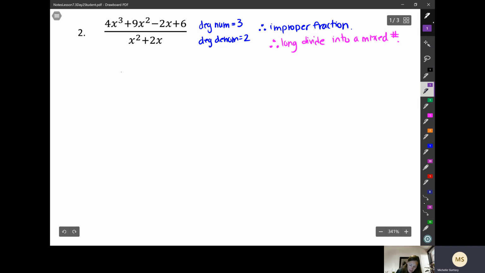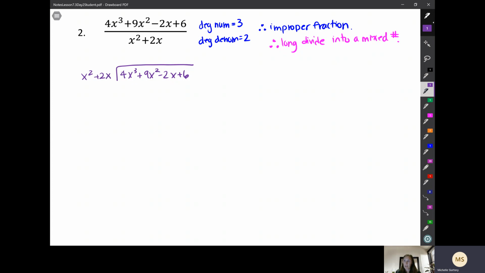So I have 4x cubed plus 9x squared minus 2x plus 6. That whole thing is going to be divided by x squared plus 2x. So we complete our long division. I'm going to go ahead and just give you the answer, but you guys can do your long division on your own. When you do your long division, you can pause the video if you'd like.